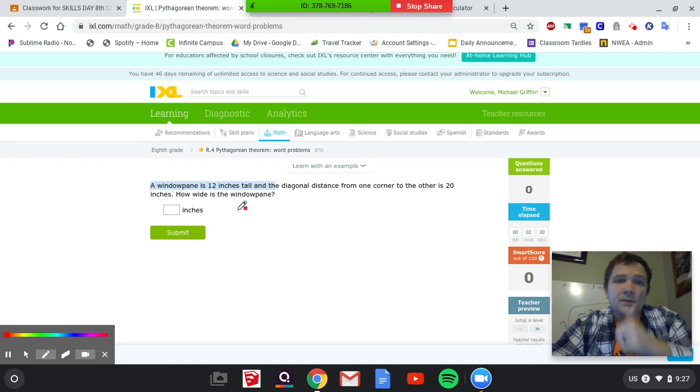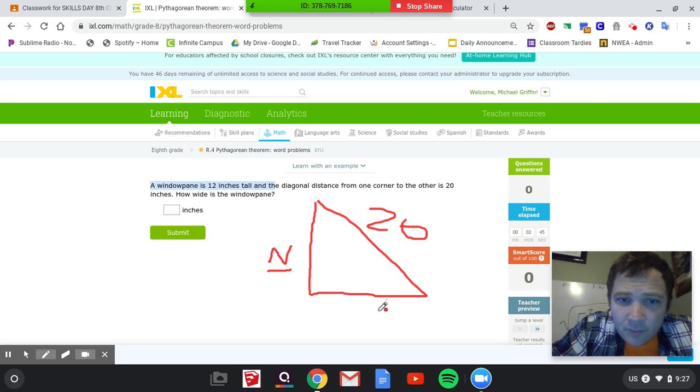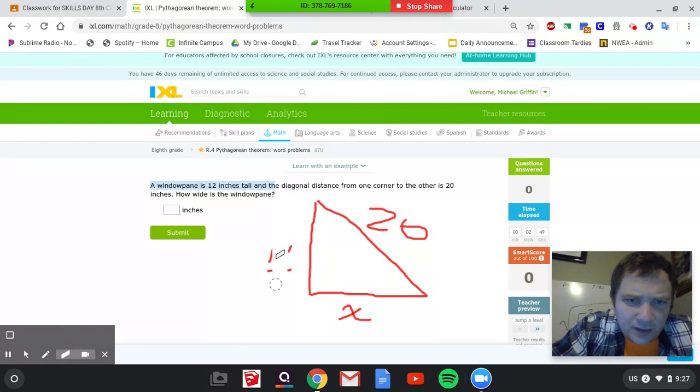So it says right here it's 12 inches tall. So I know that the one leg is 12. It says the diagonal distance from one corner to the other is 20 inches. What? So we're trying to find this. And I can kind of see that 12 does not look like a 12. So let me make it look like a 12.